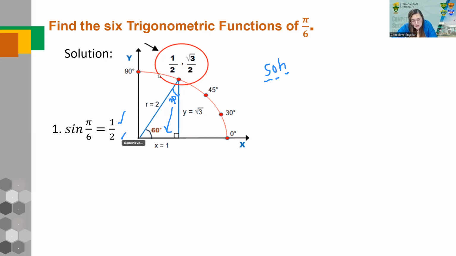Okay, next, we have cosine of pi over 6. Cosine is adjacent divided by hypotenuse. So you have square root of 3 over 2.